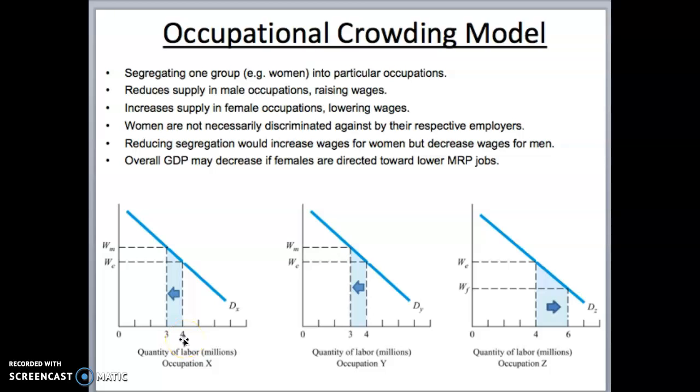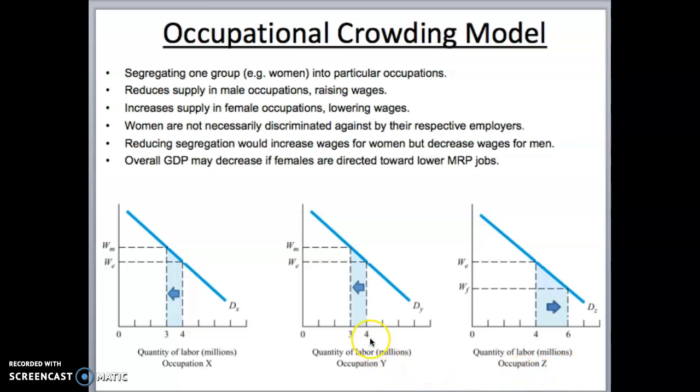Now what we're going to do is we're going to assume that some of these jobs are male occupations. Let's say X is a masculine occupation and Y is a masculine occupation. And let's say Z is a feminine occupation. These are perceived differences, but they may not be real. That being said, let's look at how we might crowd women out of the masculine occupations and into feminine occupations.